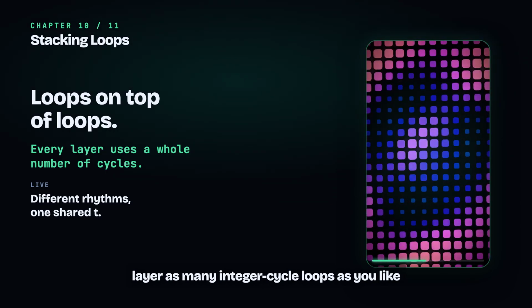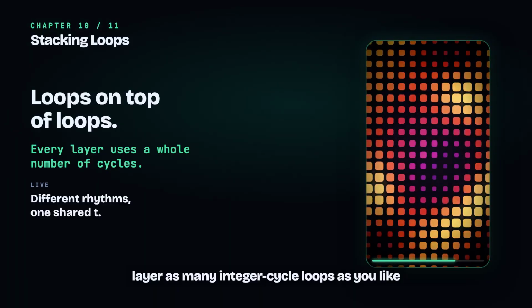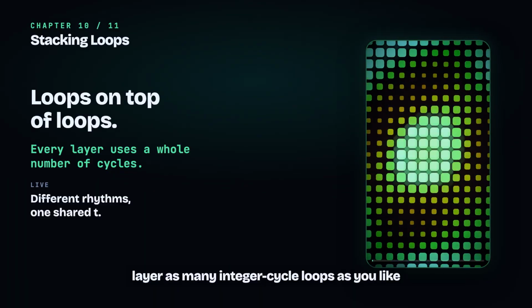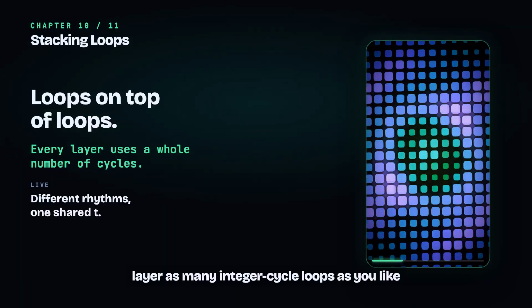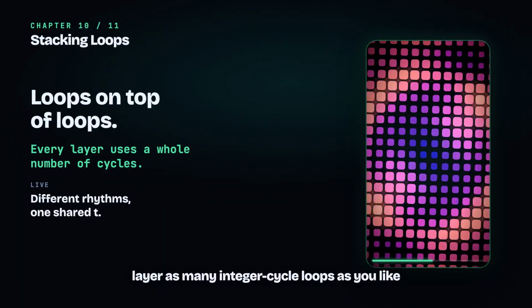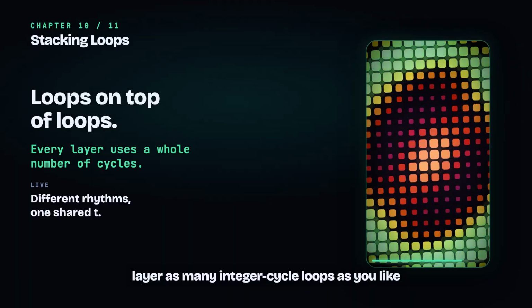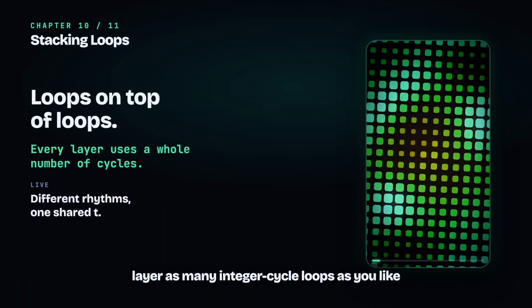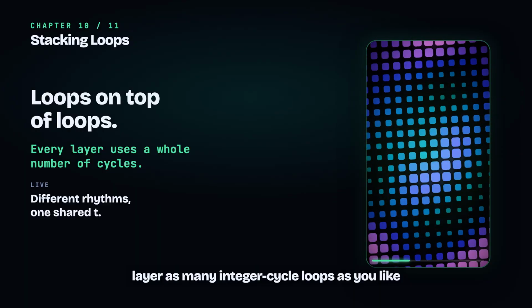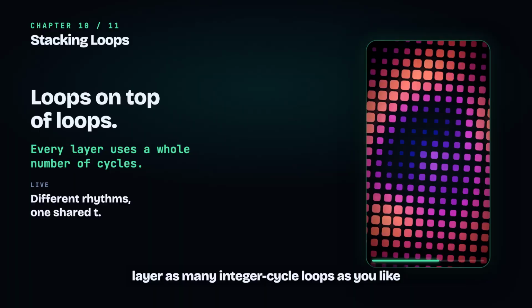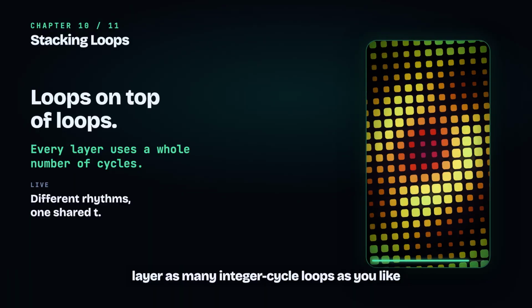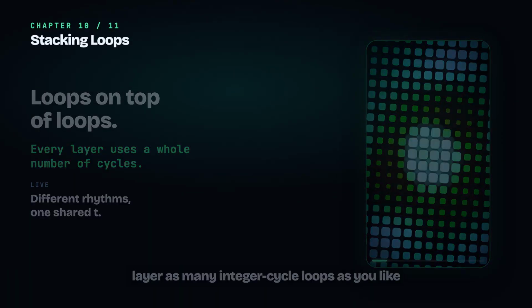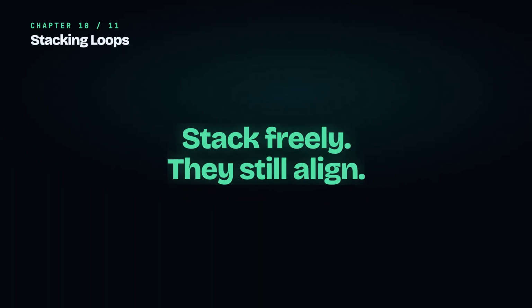The motion can look impossibly intricate, almost alive, with rhythms crossing and interfering in ways you could never keyframe by hand. Yet it loops flawlessly because underneath the complexity, every ingredient is a whole number. This is how those endlessly mesmerizing backgrounds are built, not by animating every detail, but by layering a handful of simple integer loops on one shared clock and letting the math do the rest.